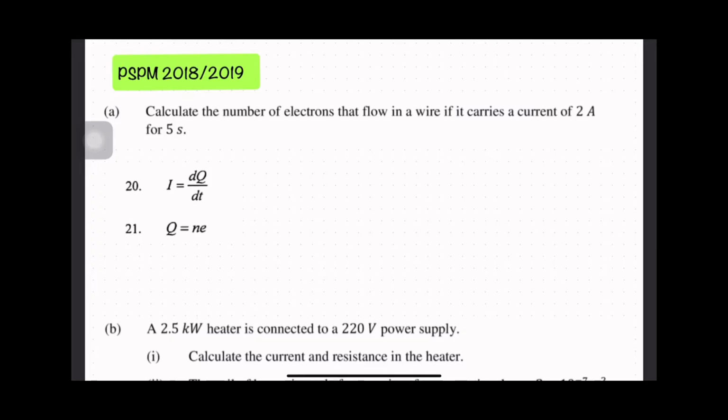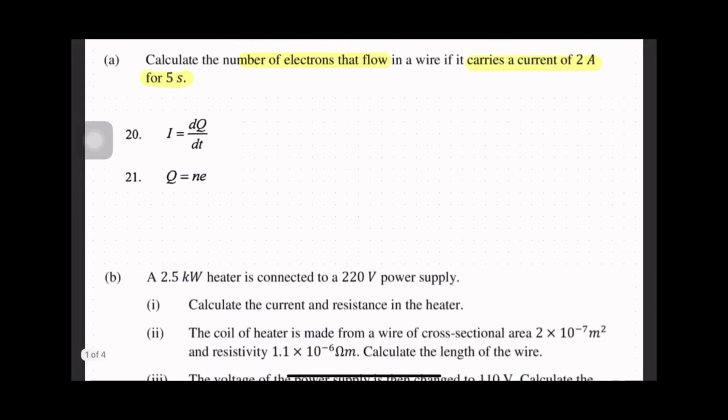Okay, chapter 3, PSPM 2018-2019. Question A, calculate the number of electron that flow in wire if it carries a current of 2 ampere for 5 seconds. So, relate with these two. Sebab dia nak number of electron tau. Okay, dia nak number of electron mesti ada huruf NE tu.